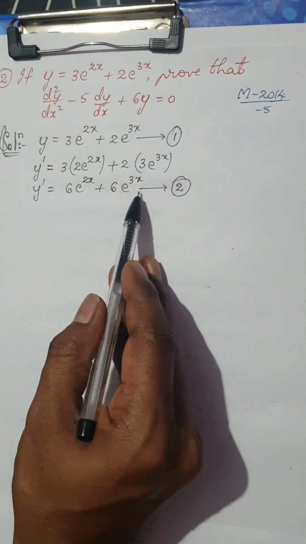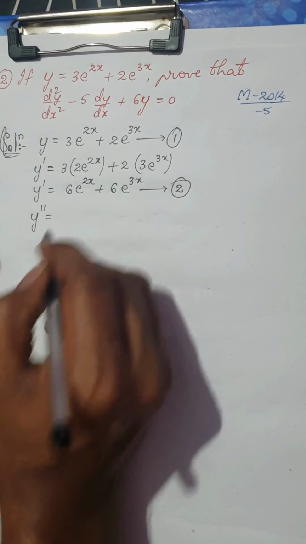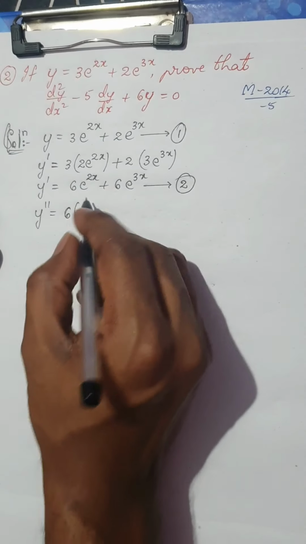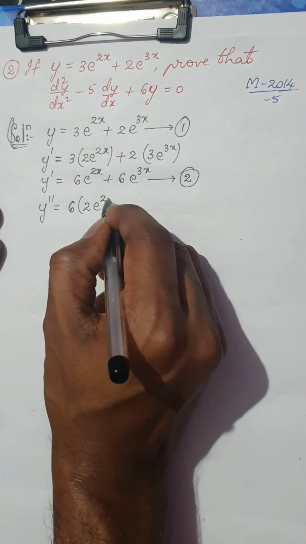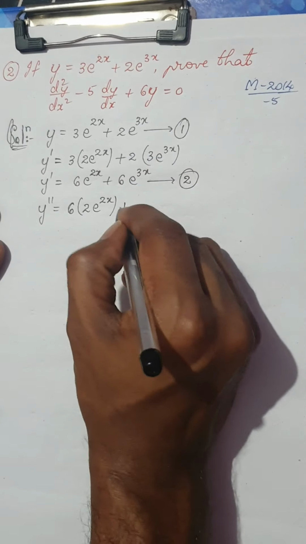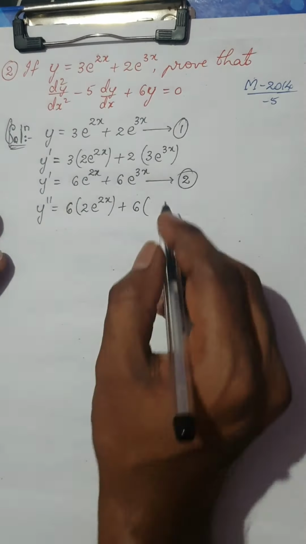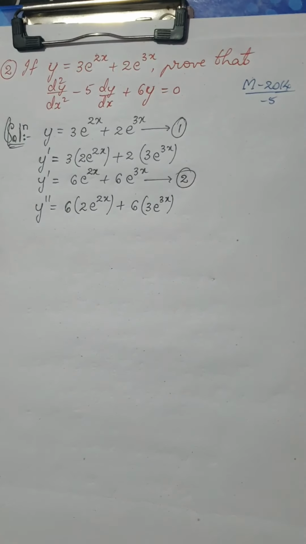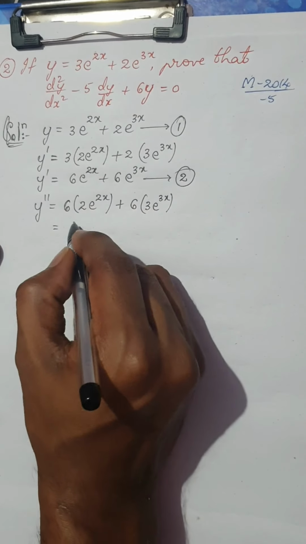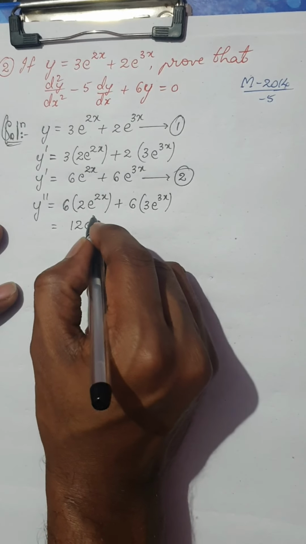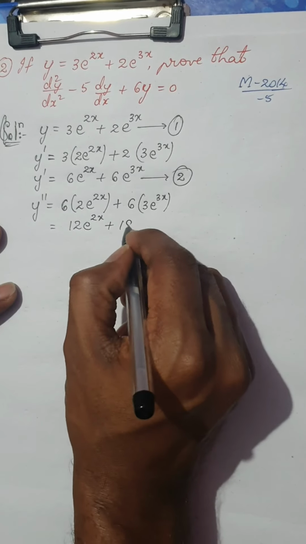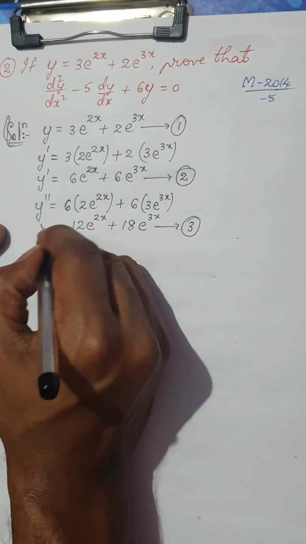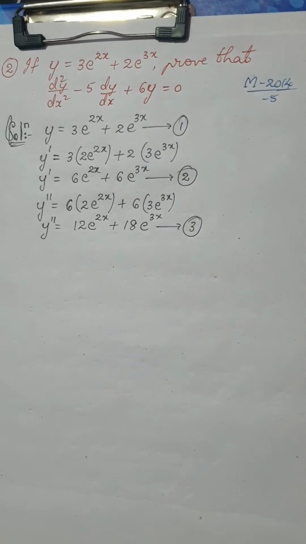Now if you differentiate this again, the second derivative would be, now 6 is a constant, scalar multiplication, keep it aside. Derivative of e power 2x is 2 into e power 2x, isn't it? Plus again here 6 is a constant, keep it aside. Derivative of e power 3x is 3 into e power 3x. Is it clear? Therefore, this is nothing but 6 2s are 12 into e power 2x plus 6 3s are 18 into e power 3x. So this is my equation 3, which is the second derivative.